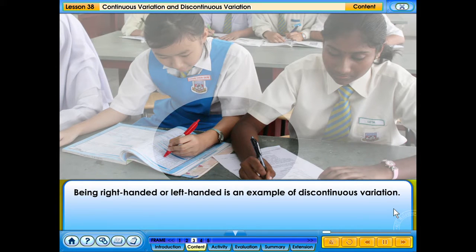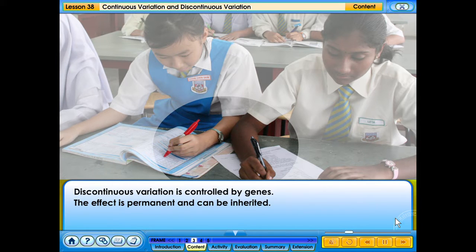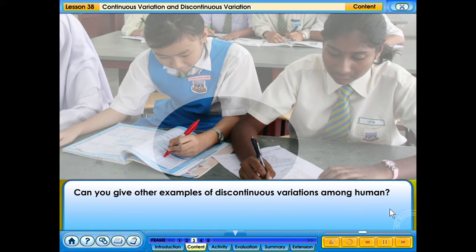Being right-handed or left-handed is an example of discontinuous variation. Discontinuous variation refers to traits that cannot be changed during the lifetime of an individual. Discontinuous variation is controlled by genes. The effect is permanent and can be inherited.